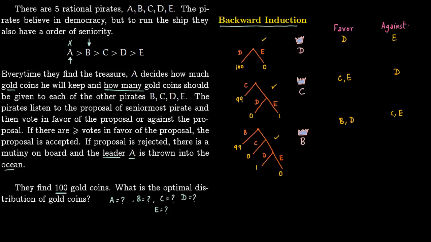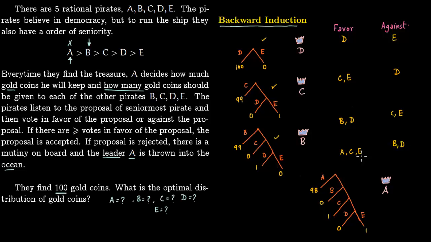Now coming back all the way to A. So what should A do? A is the leader. So A gives himself 98 coins, gives 0 to B, 1 to C, 0 to D and 1 to E. Now A will obviously vote in his own favor, but then C will vote with him and E will vote with him, and B and D, because they got 0, are going to vote against the proposal.